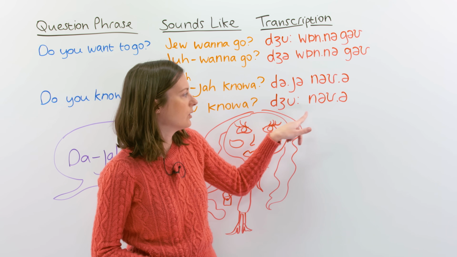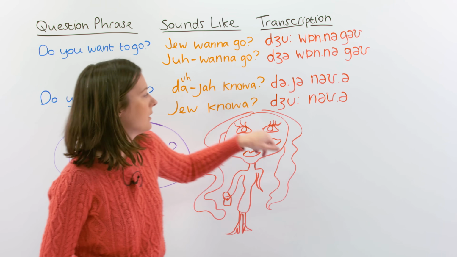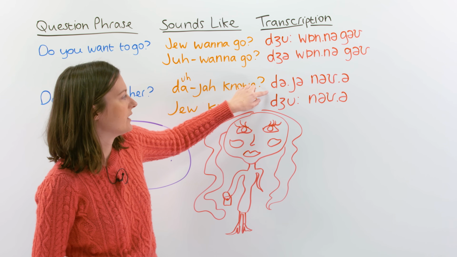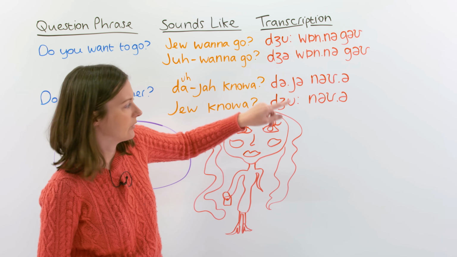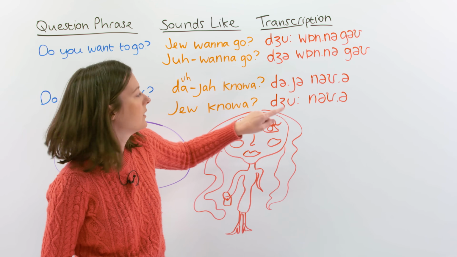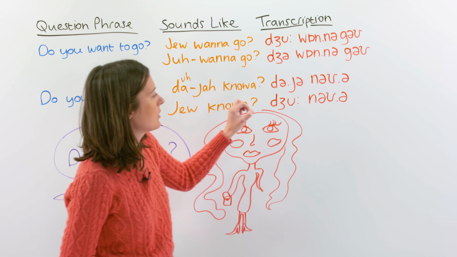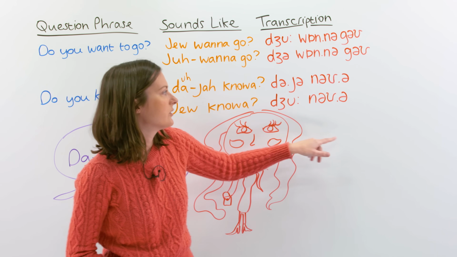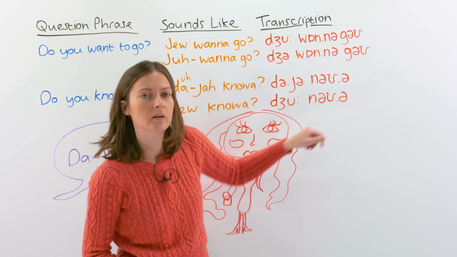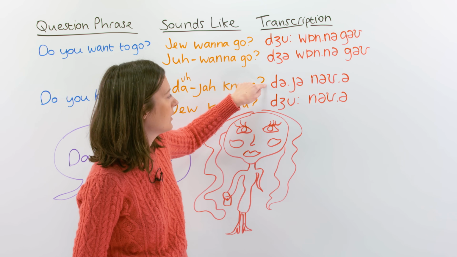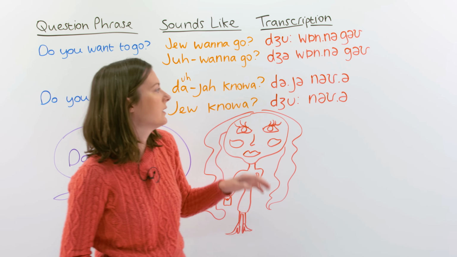Do know her. This part's the same again. Difference is here, do ya? 2 syllables. Do ya? Here, only 1 syllable. Do. Do you know her? So here I get 3 sounds. Do you know her? Here I have, do you know her? 4 sounds.